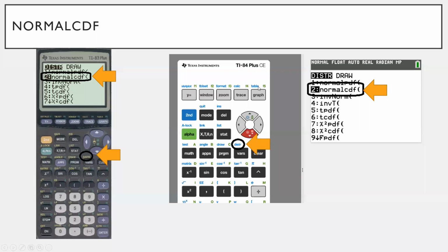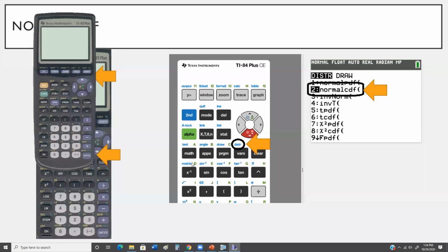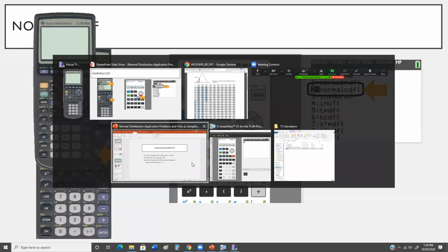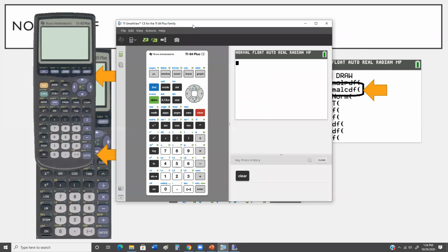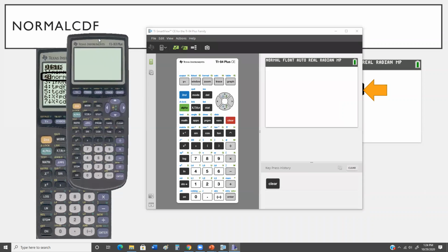So here's the TI-83 and here's the TI-84. Everybody can see them both on my screen.